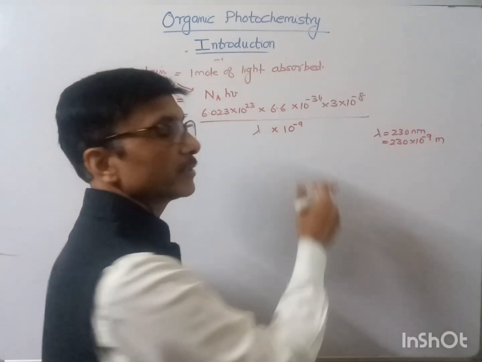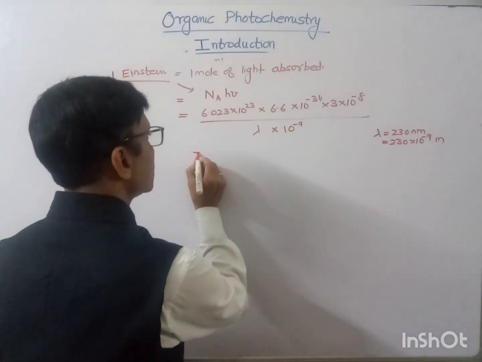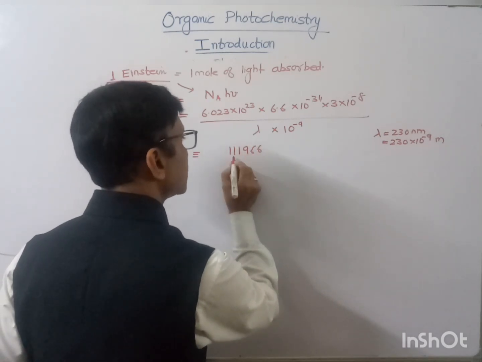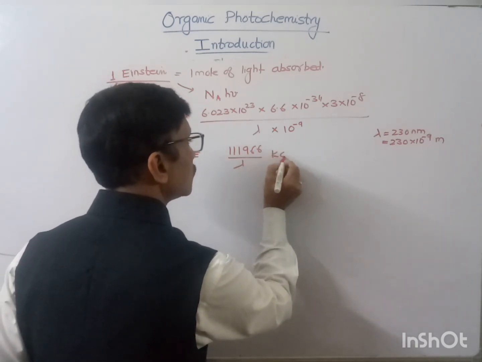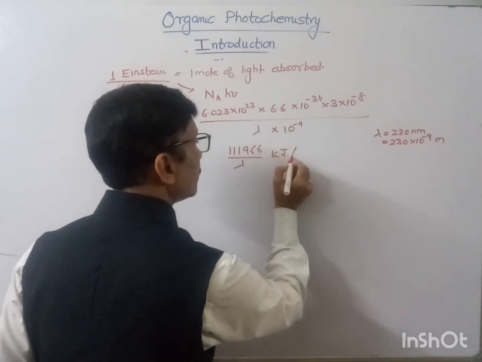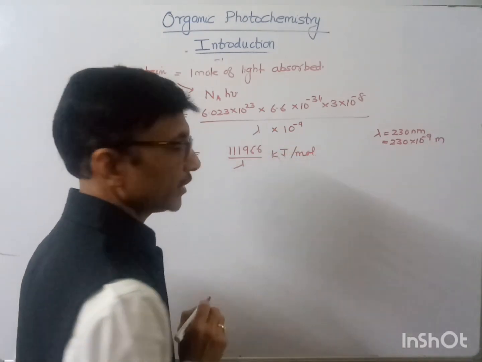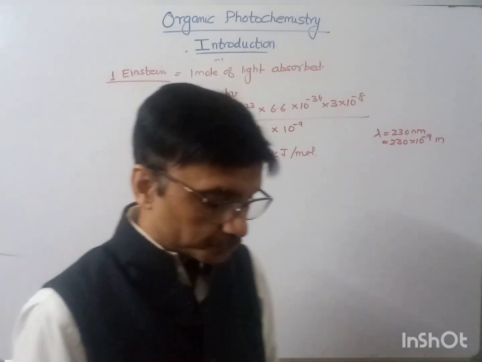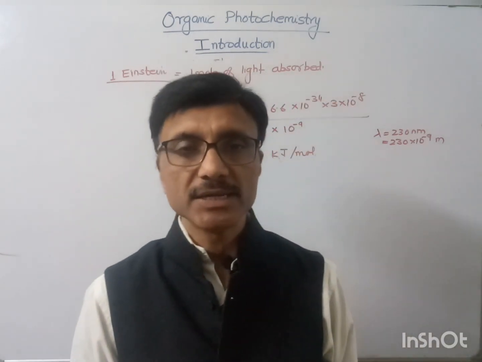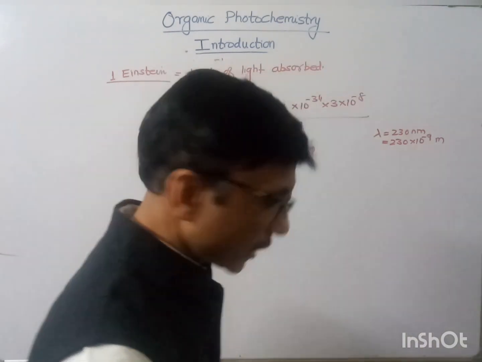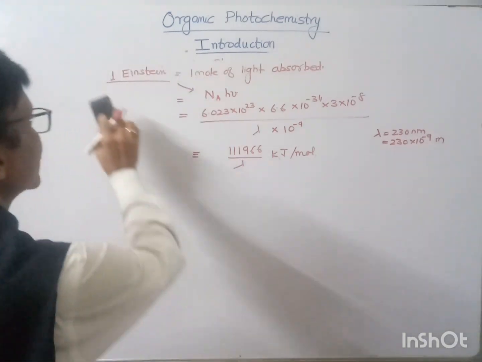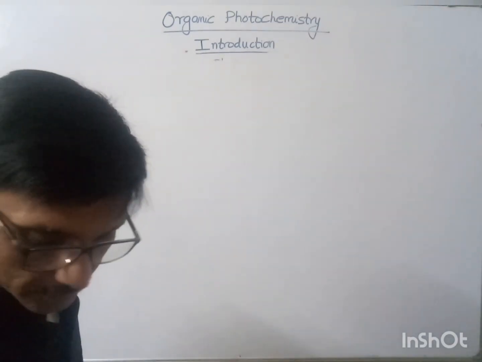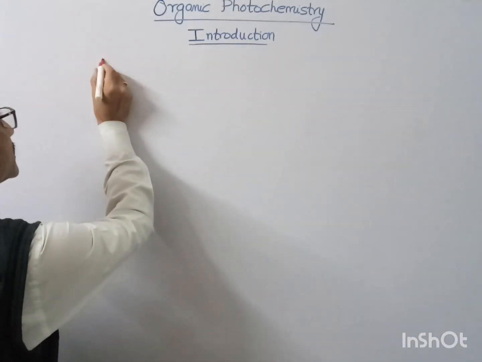So this lambda should be converted like this, and this is equal to 1196 divided by lambda kilojoule per mole, this figure. Okay, so this is about the Grotthuss-Draper law and Stark-Einstein law. Next, I will tell you in brief about the next law, which is the Beer-Lambert law.